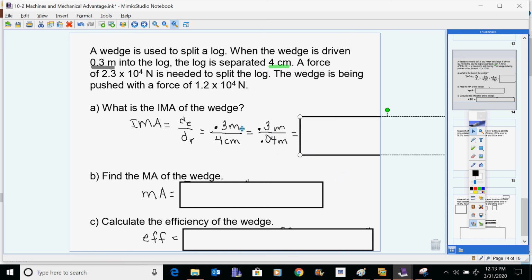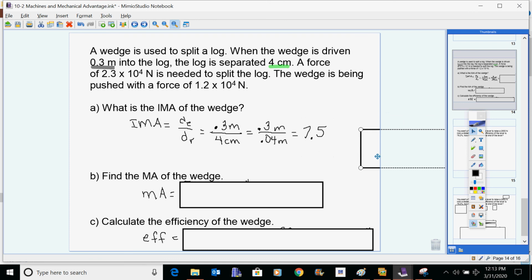We have our 0.3 meters that was given, our effort, what we did, and the resistance, or I think of the R as result because it helps me to think better. The result is that it went in 0.04 meters, so the ideal mechanical advantage would be 7.5 for this.